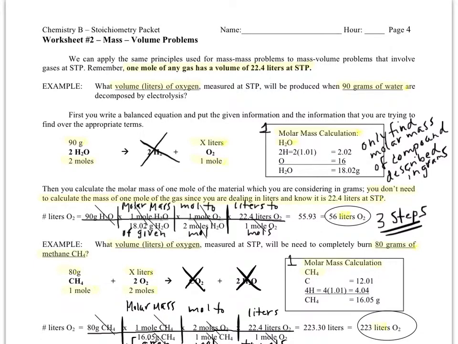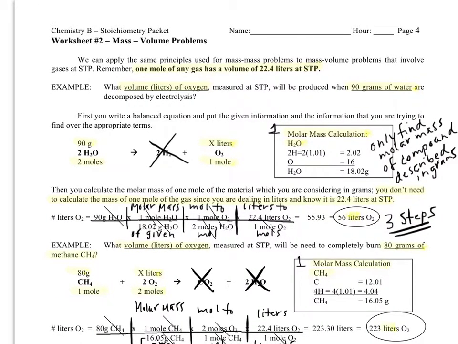This is worksheet 2 of the stoichiometry packet. Once you have mastered worksheet 1, worksheet 2 should be significantly easier because it's going to be a very similar type of problem with only one difference. Worksheet 1 was a mass to mass problem, and worksheet 2, you can see, is a mass to volume problem that we're solving.